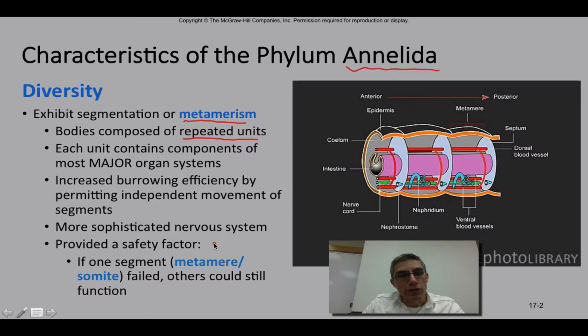Now, metamerism provides what we call a safety factor. Basically, that means that if one segment, or metamere, or somite, as we sometimes call these segments, fails, then the others could still possibly function in response to that. So it's a safety factor for these animals to have this type of body arrangement.